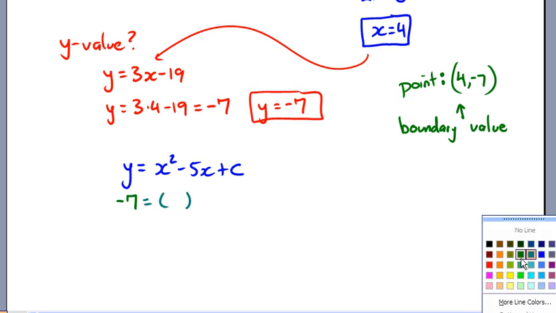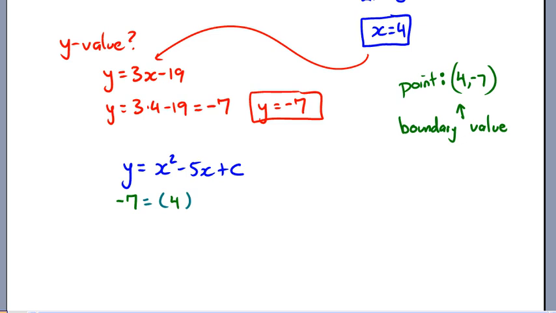So I'm going to have this 4 going in here, getting squared, minus 5 times that number, which is 4. That's got to work out to be -7. So what do we have here? 16 minus 20. It's looking like -7 is equal to -4 plus c. Oh, okay, so c is equal to -3. We're finally done.